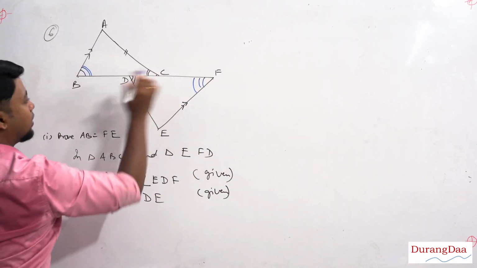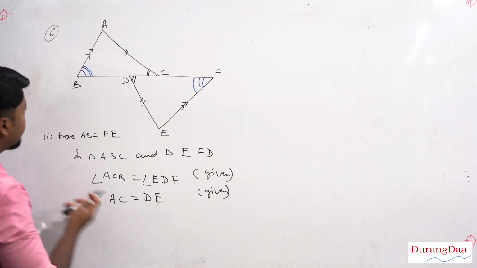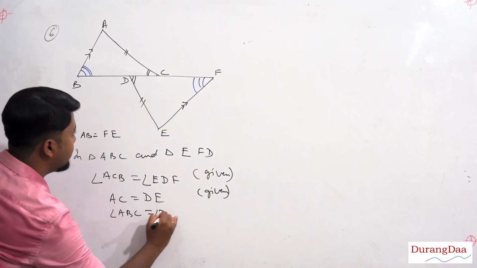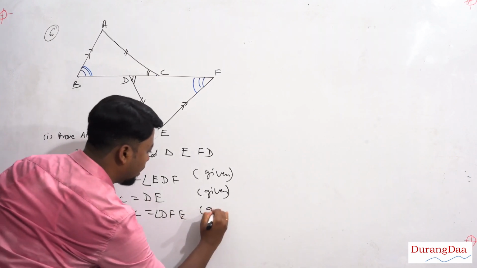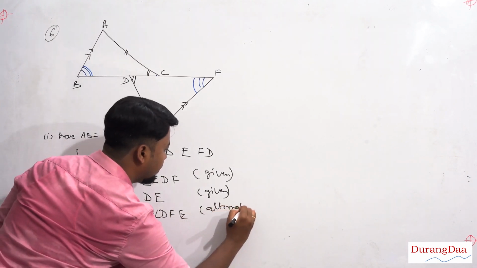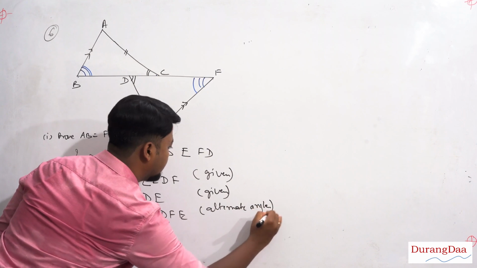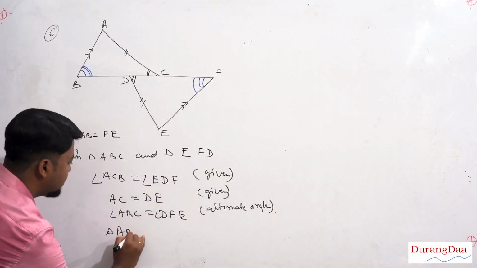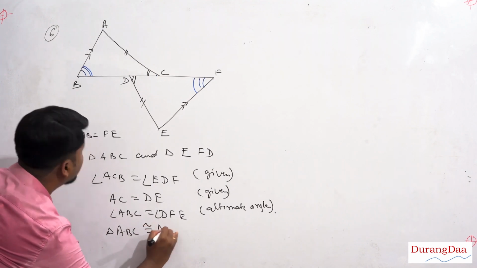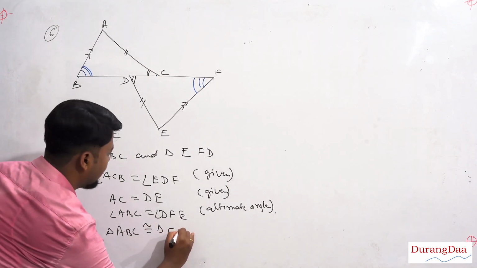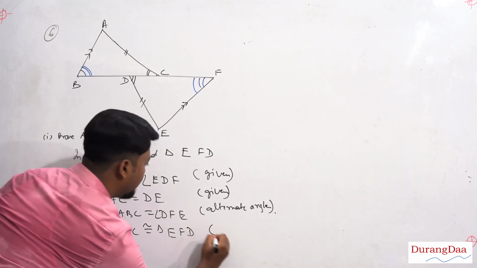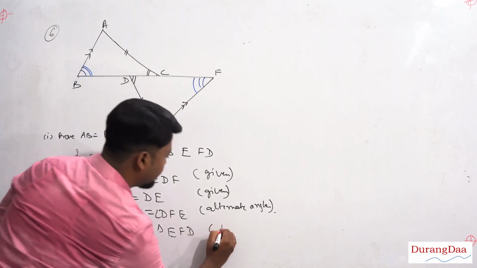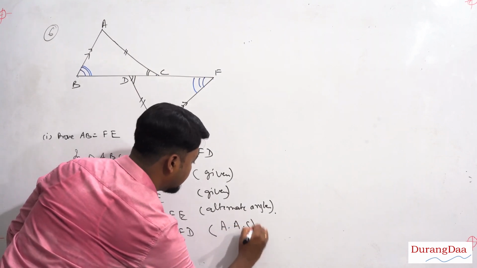So, this angle and this angle both are equal. Mention it here: angle ABC is equal to angle DFE, both are alternate angles. Now, simply, triangle ABC is congruent to triangle EFD by angle side. This would be angle side.